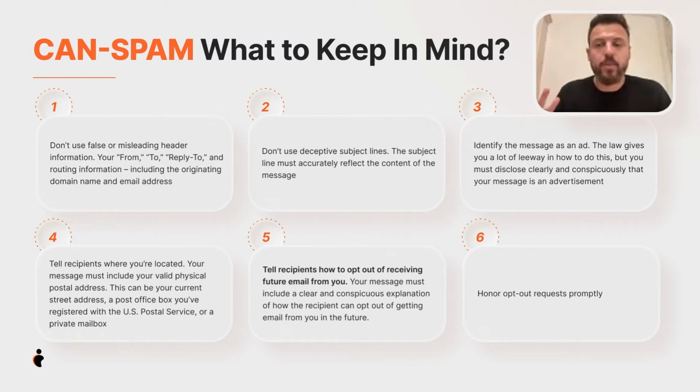And again, this is what I've just mentioned a few minutes ago, right? Make sure that it's not even the link. You can even use that in the text, but make sure that it's a clear explanation of how the recipient can opt out. So it's: if you don't want to hear from me, let me know. Or if you don't want to hear from me, reply to this email. Or to opt out, click on this link, okay? And then honor the opt-out request promptly.